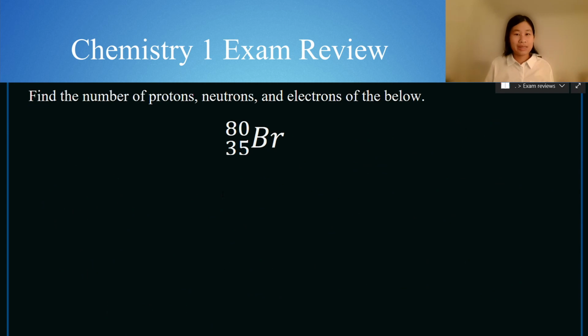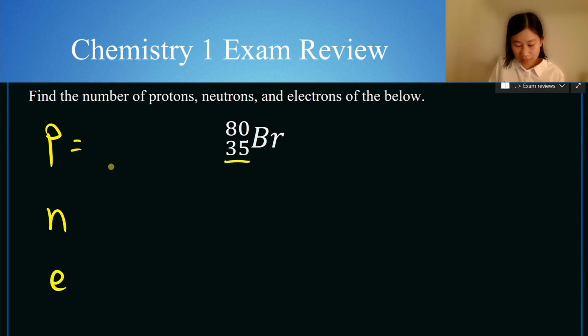So if there was any doubt on the last question, let's do another one just in case. So doing the same thing, we need to find protons, neutrons, and electrons for this isotope of bromine, which tells us it has 35 protons and a mass number of 80. All right, so obviously the proton number is 35. Just look on the periodic table or just tell from here.